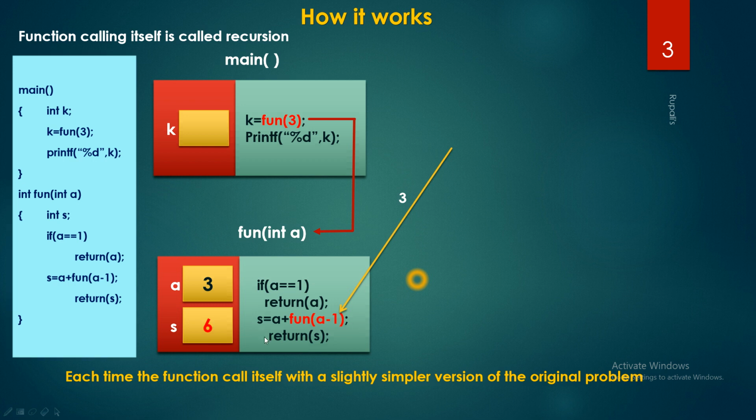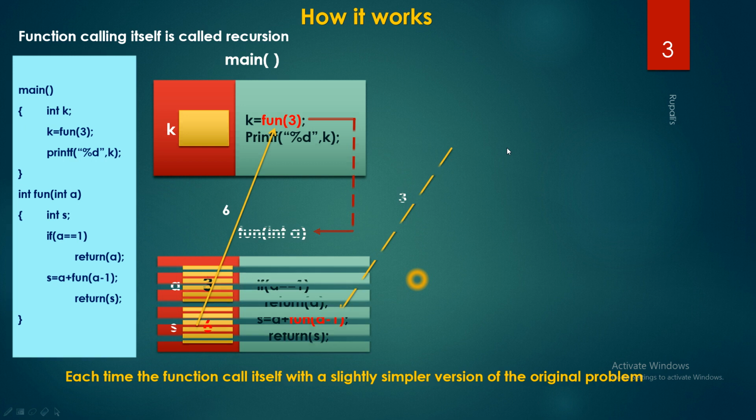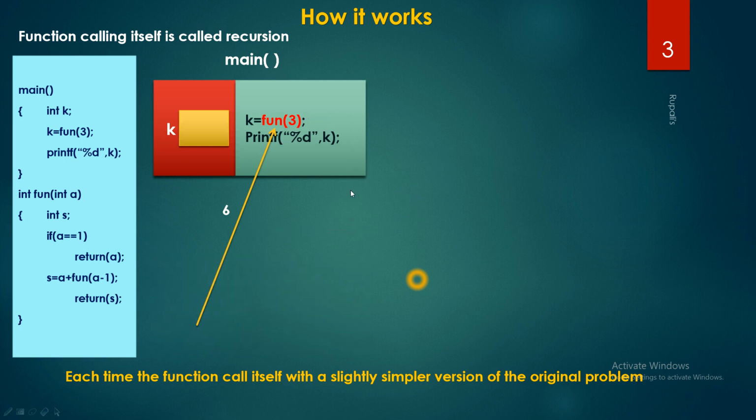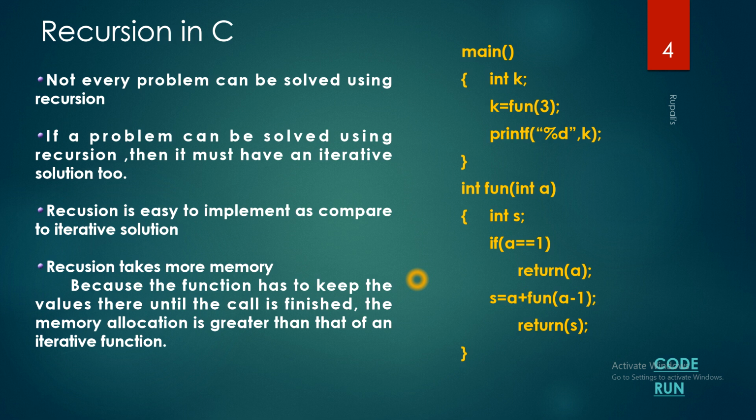Now what does this function return? This function returns s, and the value of s is 6. Now where will 6 be returned? 6 will be returned to where it was called from. It was called from k. So 6 will be stored in k. Now what will k print? k will print 6. So each time the function calls itself with a slightly simpler version than the previous one. In this way recursion works.